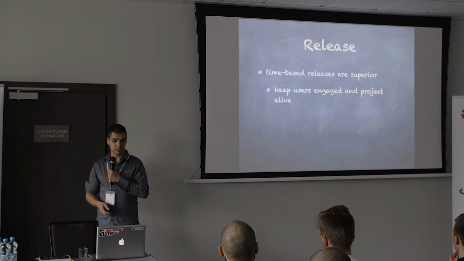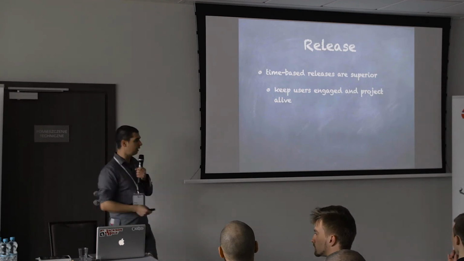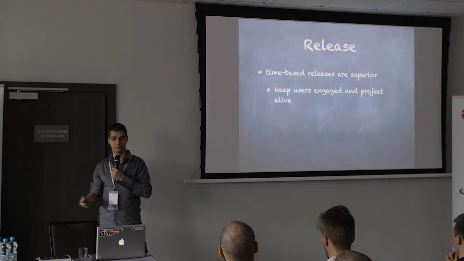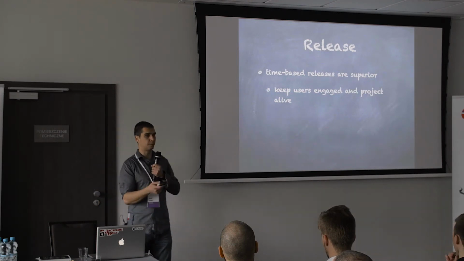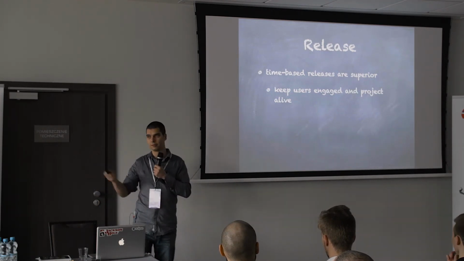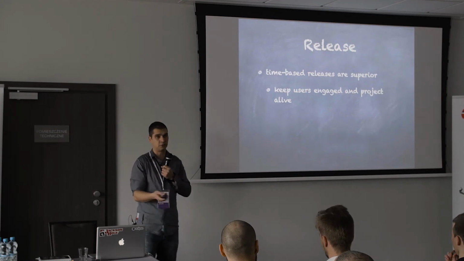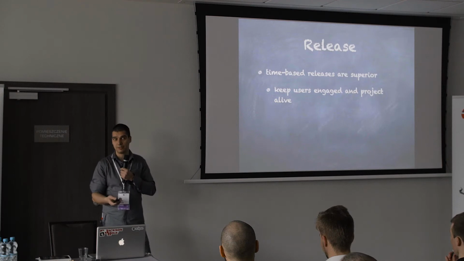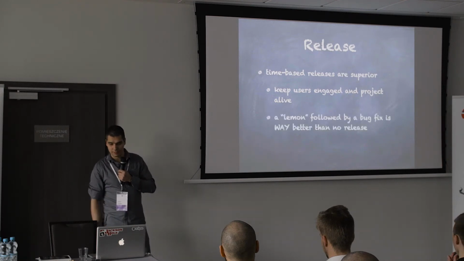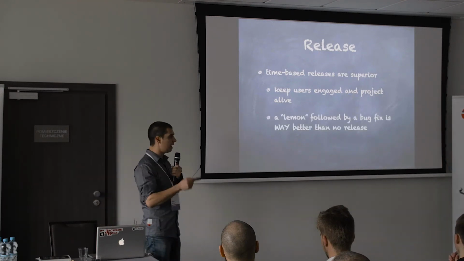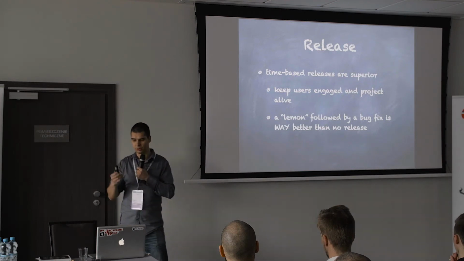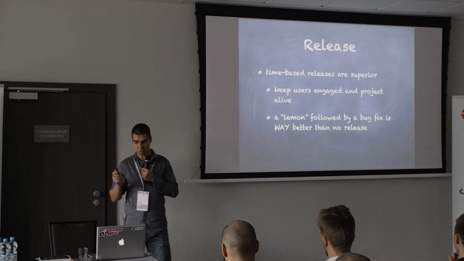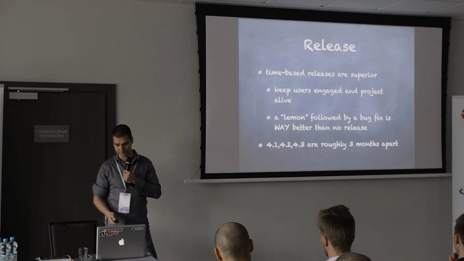So time-based releases are definitely superior, and one of the arguments is that it keeps your users engaged and the project alive. In the 1 year and 6 months between 3 and 4.0, I think most people just moved to IntelliJ because they thought Eclipse is dead. It was probably more active than ever, but we just didn't release. And I don't blame them. Just releasing a lemon, a really crappy release that is followed by a bug fix a week later, is way better than not releasing anything. So just show that you're active.